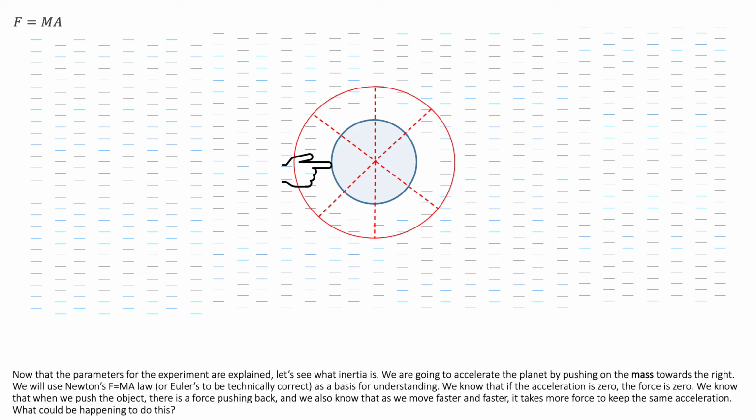Now that the parameters for the experiment are explained, let's see what inertia is. We are going to accelerate the planet by pushing on the mass towards the right. We will use Newton's F equals ma law, or Euler's to be technically correct, as a basis for understanding. We know that if the acceleration is zero, the force is zero. We know that when we push the object, there is a force pushing back. And we also know that as we move faster and faster, it takes more force to keep the same acceleration. What could be happening to do this?